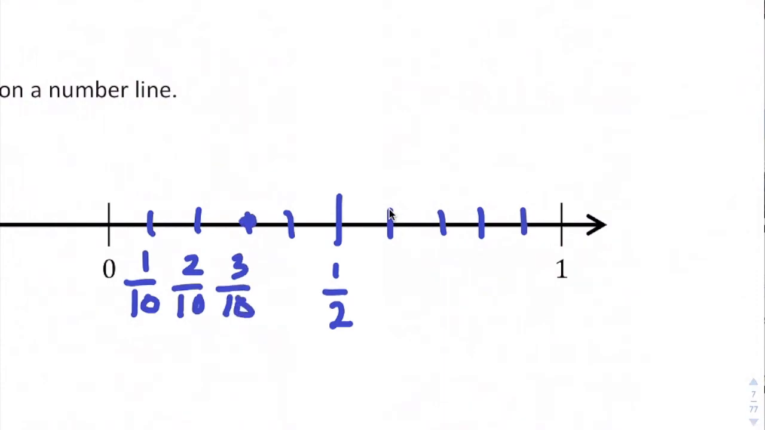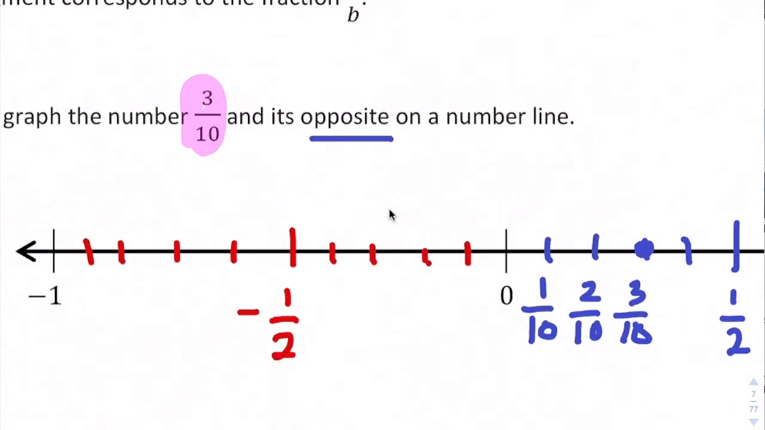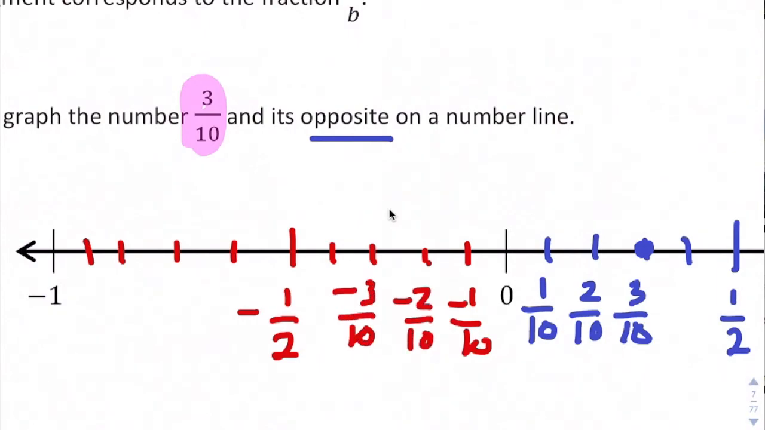So there's our point 3/10 that we were looking for, but let's also graph its opposite on the number line. That's going to be on this side. So there's kind of our halfway point. We'll put 1, 2, 3, 4, and 1, 2, 3, 4 points over there. So this is negative 1/2, and these are negative 1/10 each. So that's negative 1/10, negative 2/10, negative 3/10. Here we can see this point is negative 3/10, and you can think about how far away it is from 0 on this side versus how far away 3/10 is on the other side.